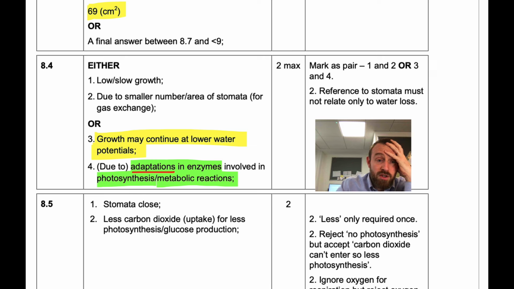You could have also approached this question from a totally different angle and said that xerophytes would have had slower growth, so not up to 15% in change in leaf area, because there's a smaller number of stomata for gas exchange. And if you did talk about that, you had to talk about stomata.